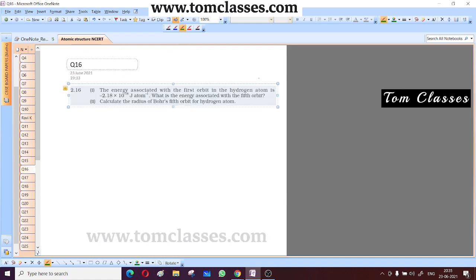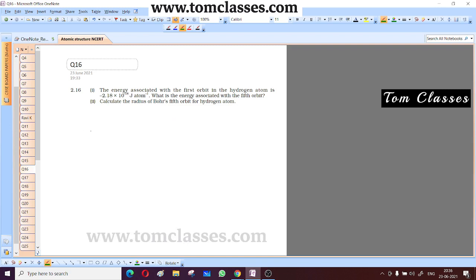Now let's see the 16th question. The energy associated with the first orbit in hydrogen atom is minus 2.18 into 10 to the power minus 18 joules per atom, right? So that work has been done for us. What is the energy associated with the fifth orbit?